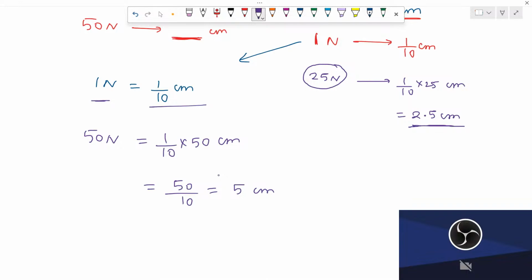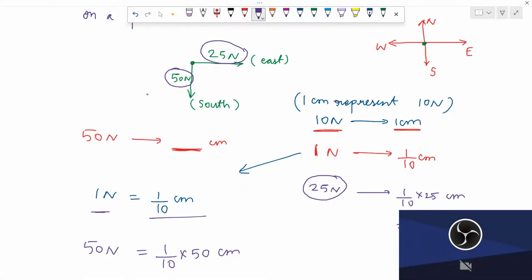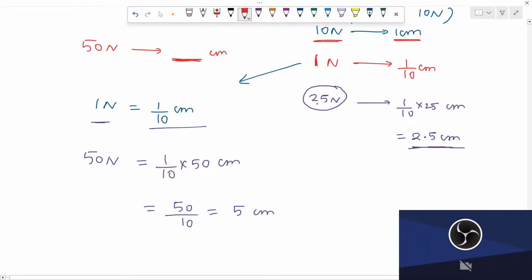So is it clear? In order to represent these two forces, that is 25 Newton and 50 Newton, how much length do we need to make? So tell me how much length we need to make. For 25 Newton, the length will be 2.5 centimeter, and for 50 Newton, the length will be 5 centimeter.